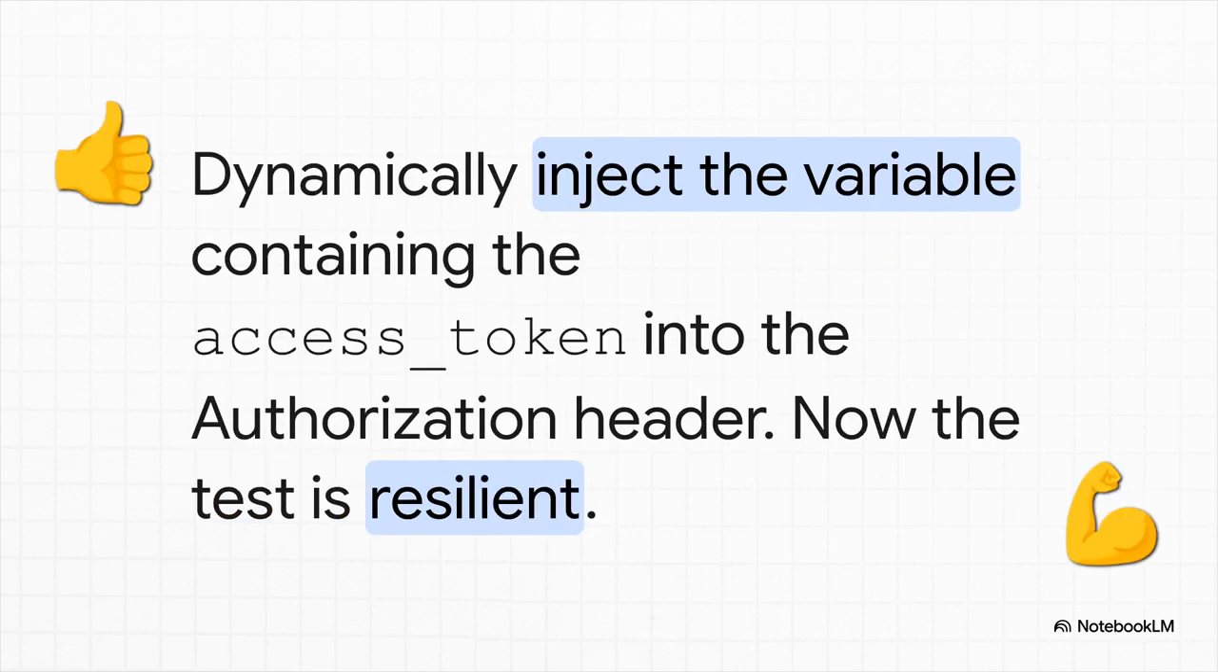And this is the robust way. See the difference? Instead of that static, pasted-in value, we are injecting the variable we just saved in the previous step. Now, every single time this test suite runs, it automatically gets a brand new valid token. Your test isn't just working, it's resilient, it's repeatable, and it's actually testing the real authentication flow.